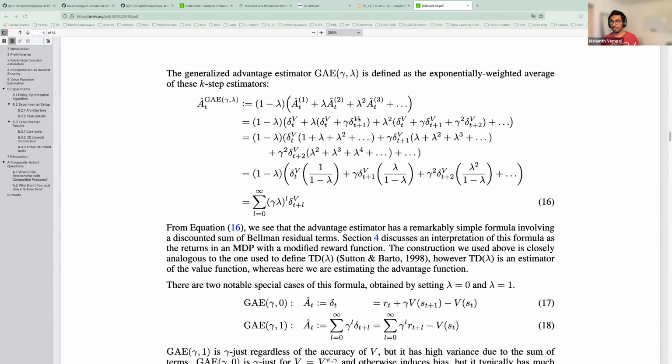Just a second. Yeah, you guys can see my screen, right? Where I'm sharing a paper.